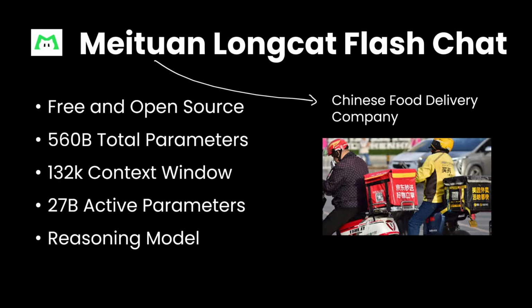It has 560 billion total parameters and a context window of 132,000. It has 27 billion active parameters, and it's a reasoning model. So, today, we are going to test it.